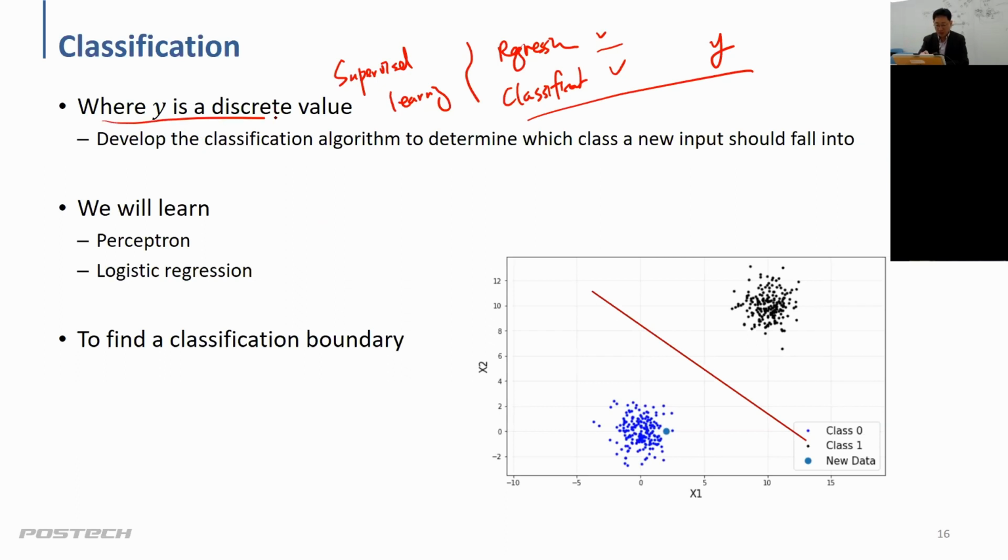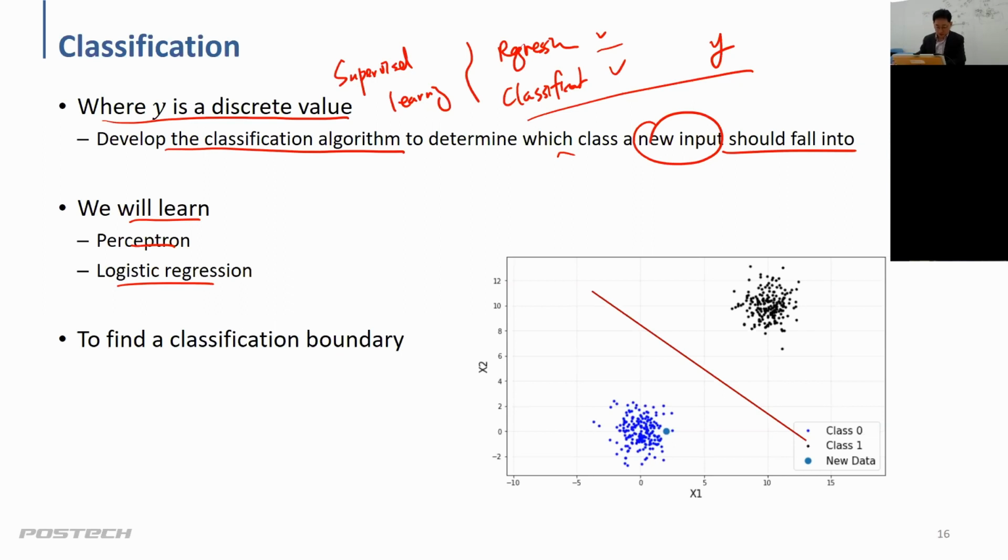So when the labels or the outputs are discrete values, we call it a classification problem, and we want to develop a method to determine, for new inputs, which class they should fall into or belong to. That's the entire purpose of classification problems. We're going to learn the perceptron and logistic regression, although I strongly believe that SVM is one of the most effective ways of classifying in machine learning, but I decided not to cover it.